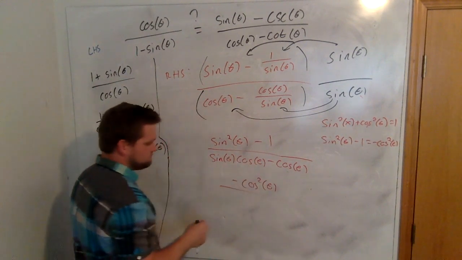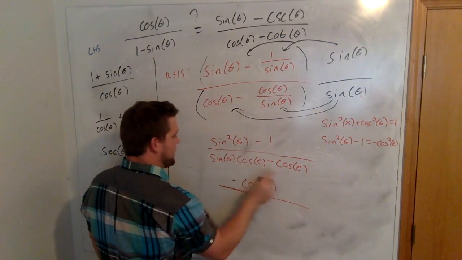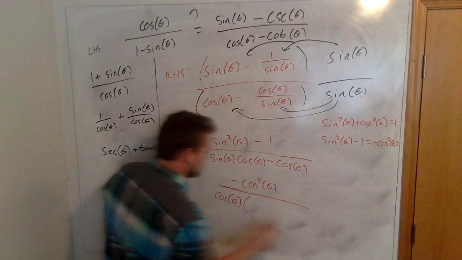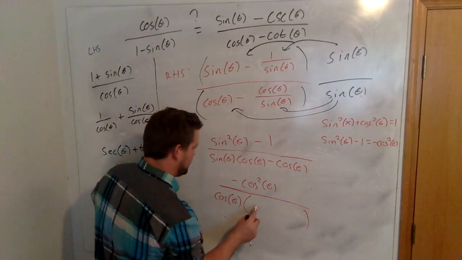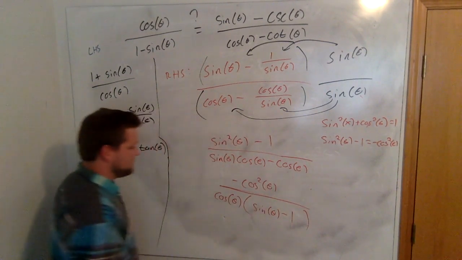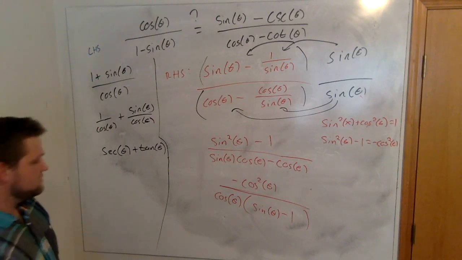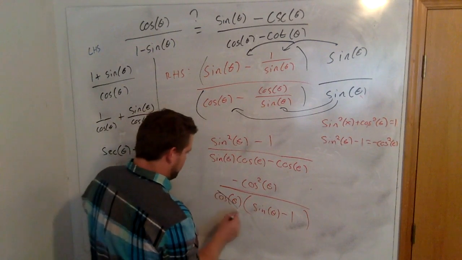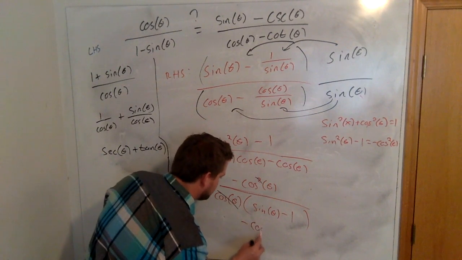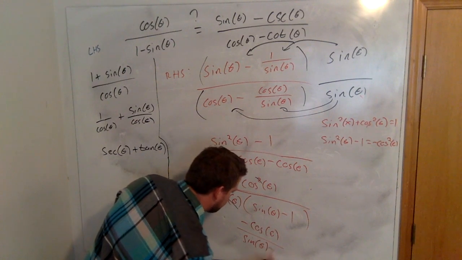So this piece in the numerator is the same thing as a negative cosine squared of theta, all over, and what I'm going to notice specifically in the denominator is that we have a common factor of cosine that we can factor out. So we can factor out that cosine of theta, and we'll be left with a sine of theta minus 1. Well, where can this lead us? It looks like these cosines can cancel each other out, so we're left with a minus cosine of theta all over a sine of theta minus 1.